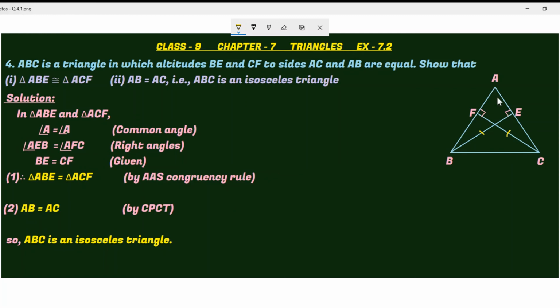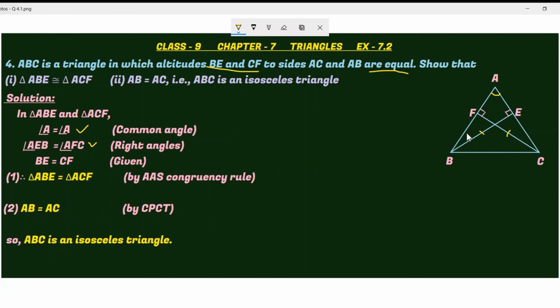So one more thing, this angle is common for both the triangles. So I can write angle A is equivalent to angle A and angle AEB is equivalent to angle AFC. Both are right angles and BE is equivalent to CF given in the question. The lines are equal, BE and CF. So according to the AAS congruency rule, I can say triangle ABE is equivalent to triangle ACF.